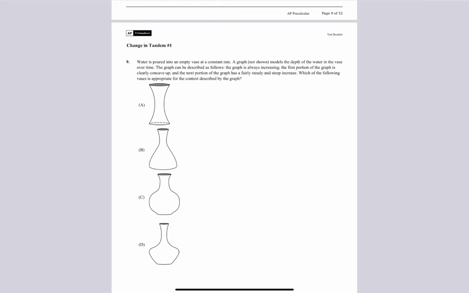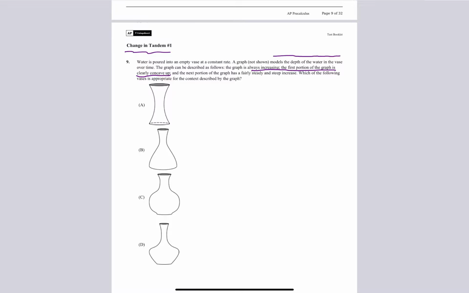Hello, hello, hello. Today we're covering part 2 of Change in Tandem, chapter 1.1 in unit 1. Water is poured into an empty vase at a constant rate. A graph, not shown, models the depth of the water in the vase over time. The graph can be described as follows. The graph is always increasing. The first portion of the graph is clearly concave up.